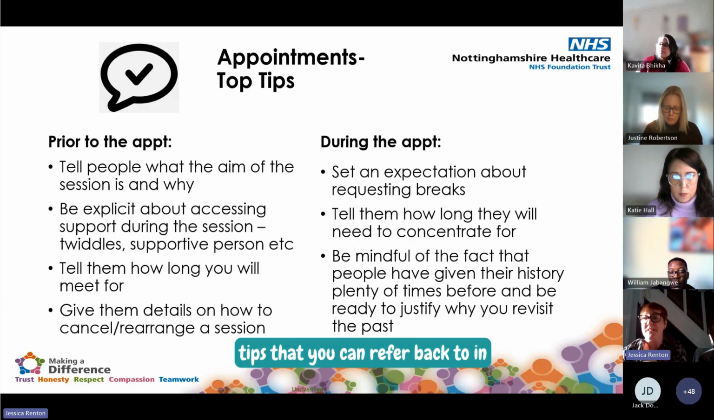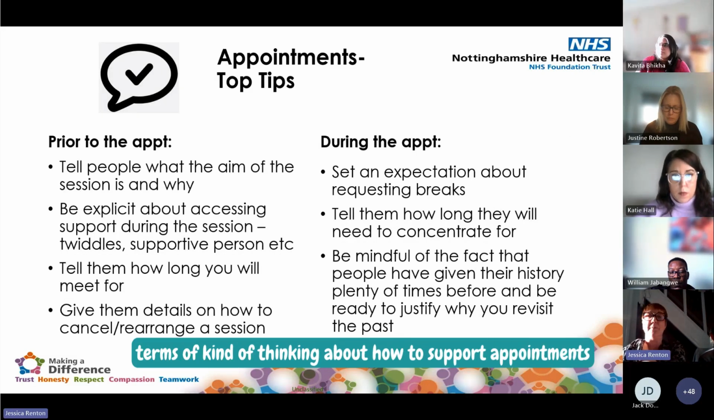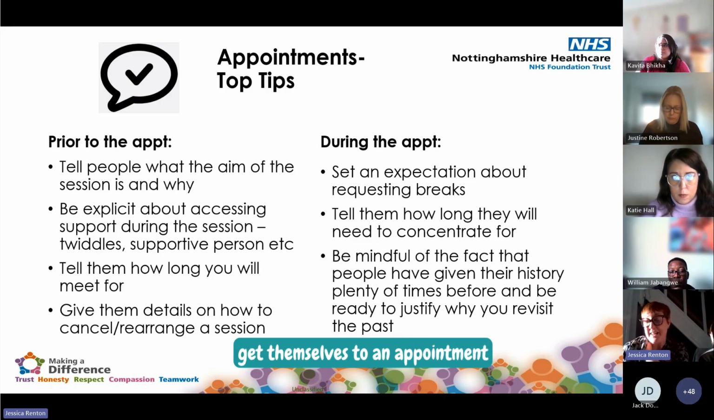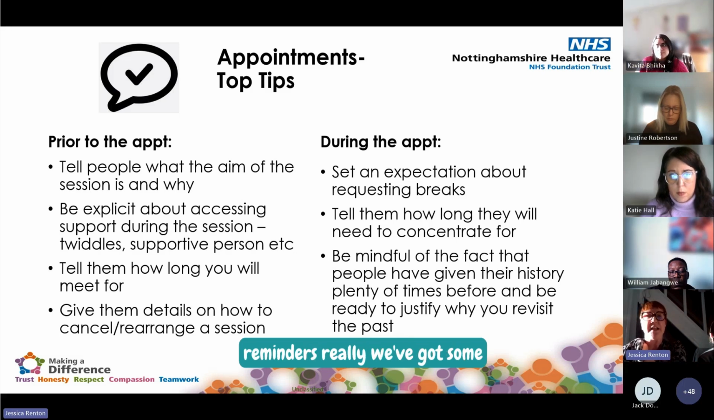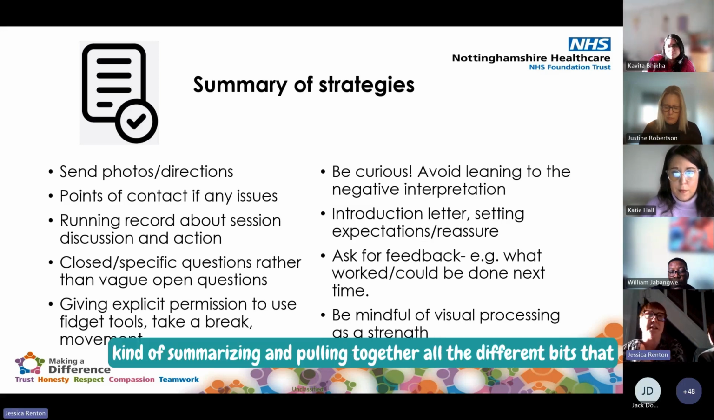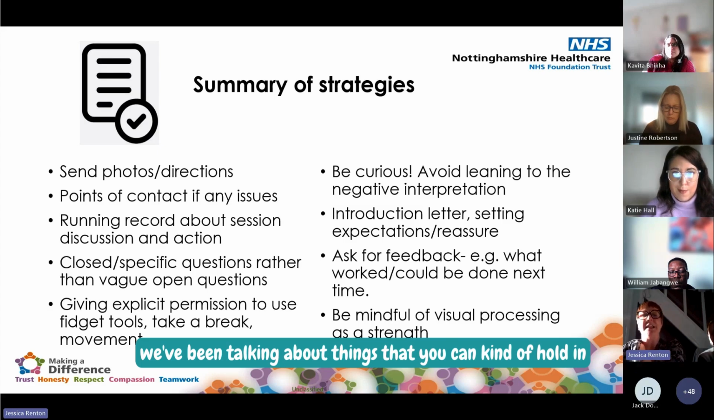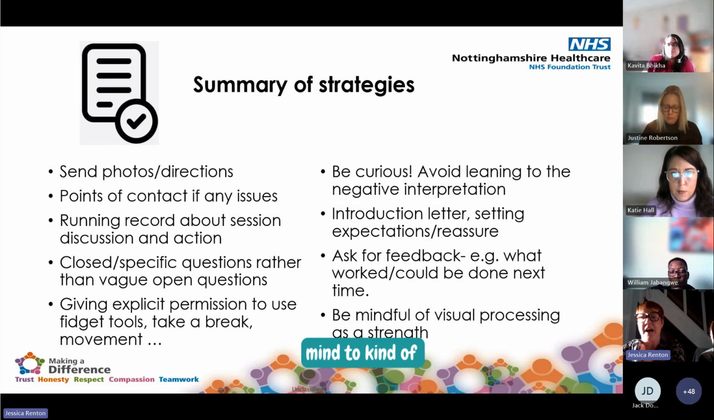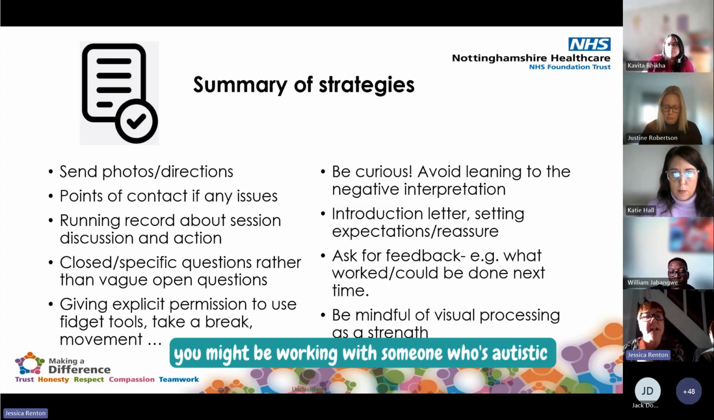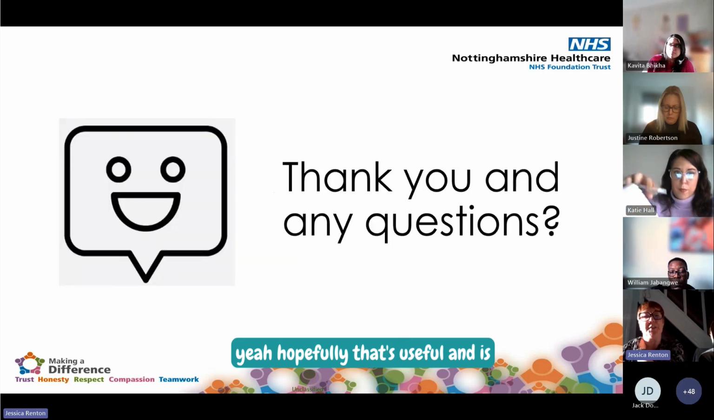Again, these are just top tips that you can refer back to, in terms of thinking about how to support appointments, making appointments, supporting people to actually get themselves to an appointment, giving explicit permission, giving really clear details. They're just there as reminders, really. We've got some of your strategies, summarizing and pulling together all the different bits that we've been talking about, things that you can hold in mind moving forward with your own work when you might be working with someone who's autistic. Hopefully that's useful. And that is the end.